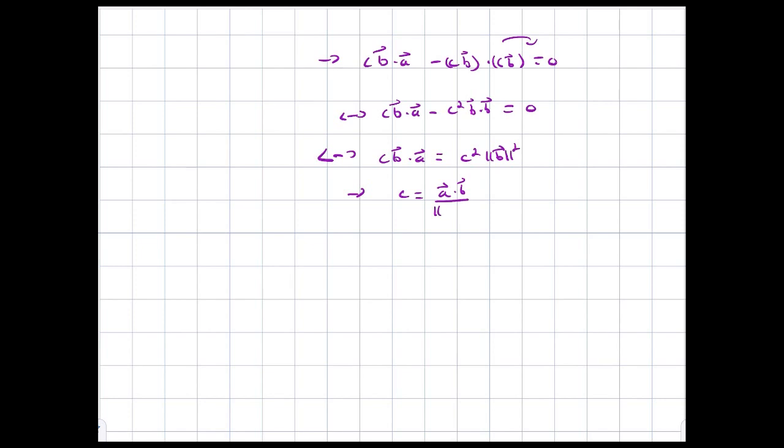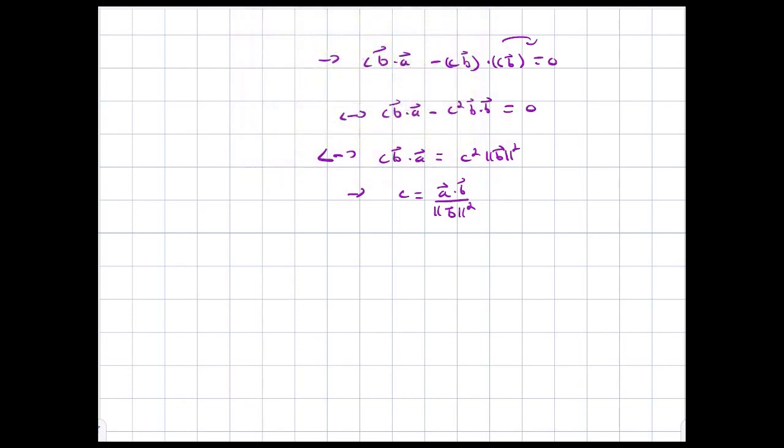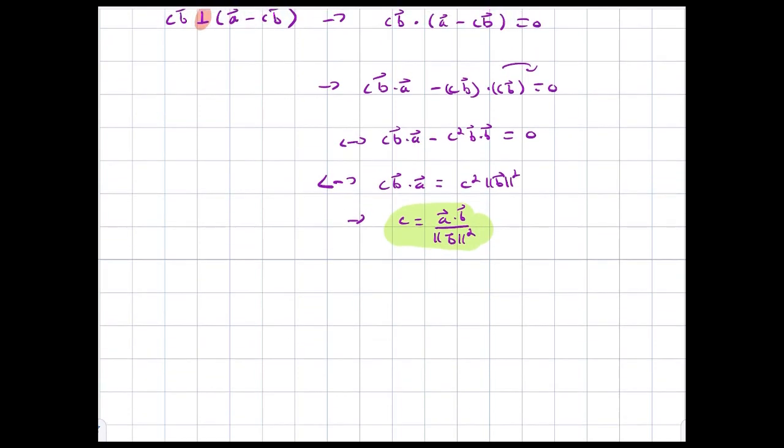I don't want to confuse people. And also they put in the denominator the magnitude of B squared. And this is it, C is equal to A dot B divided by the magnitude of B squared. So that's the scalar projection.